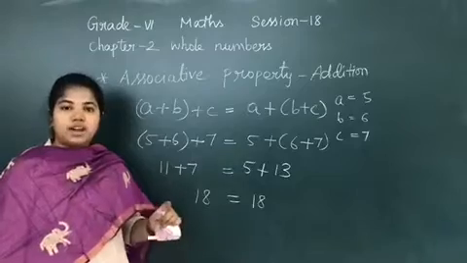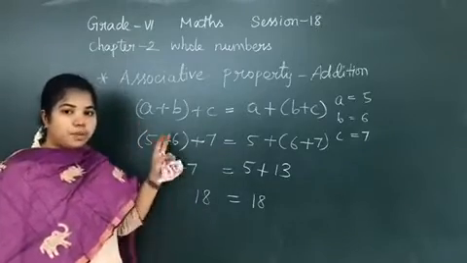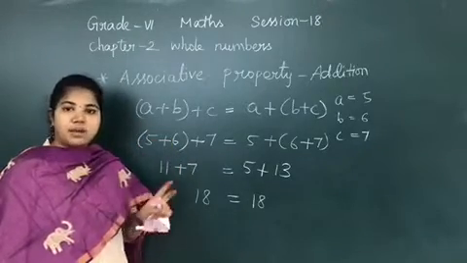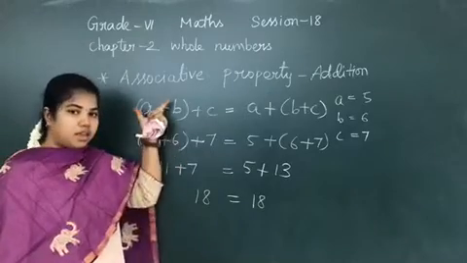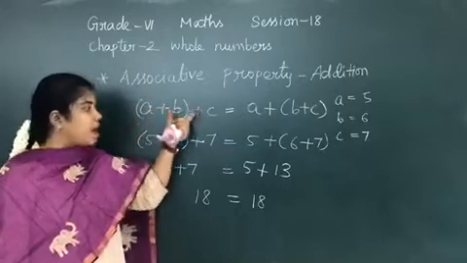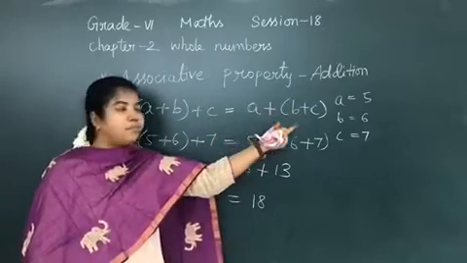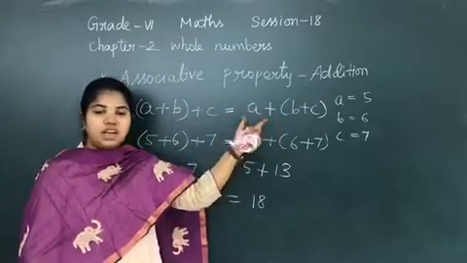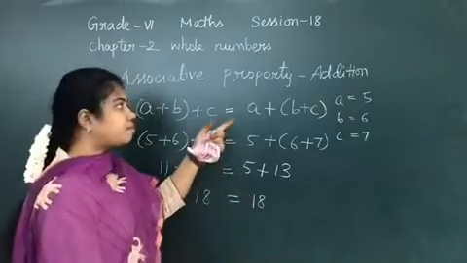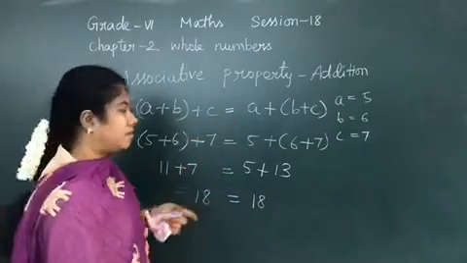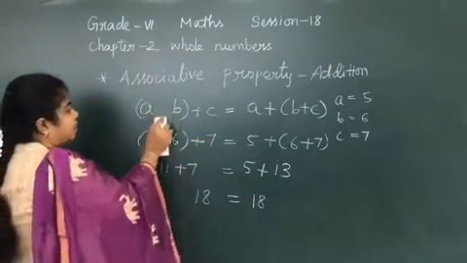Can you understand? Basically, associative property is change of brackets, nothing more than that. The sum of A plus B is added to C, which is equal to A plus the sum of B plus C. Can you understand? This is associative property under addition for whole numbers. Now let us see the same for subtraction.